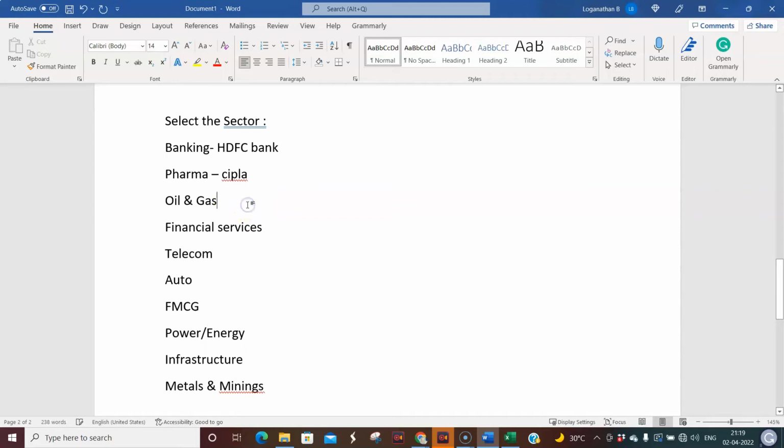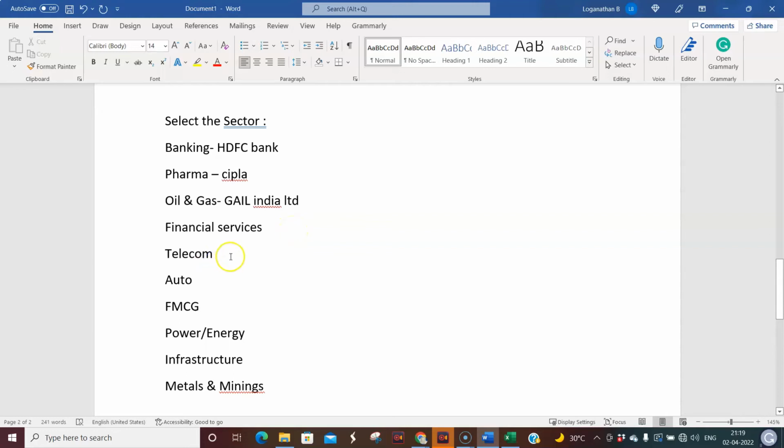Then if you go for the oil and gas industries, you can go for GAIL India Limited. So I'm just giving you examples of the sectors. Within these you have the companies, and for these companies you have to do the financial model. If I talk about financial services, you go for Power Finance Corporation. You have IDFC, LIC Housing Finance.